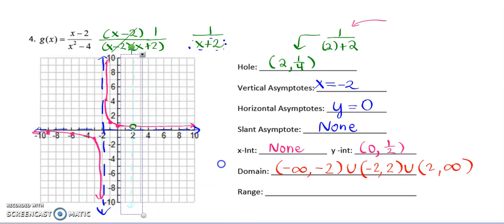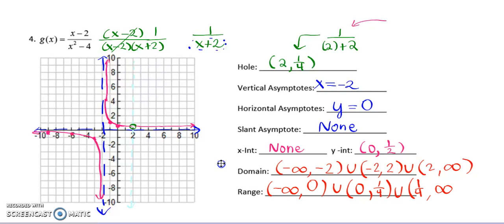Now, let's look at the range. The range is going to skip over the horizontal asymptote, which is 0. Then it's going to go from 0 to the y value for the hole, so 0 to 1/4. And then we're going to jump over 1/4, and we're going to continue to infinity. Okay?